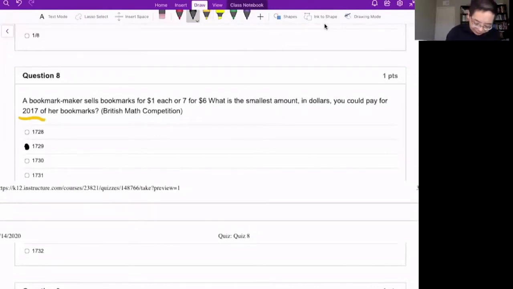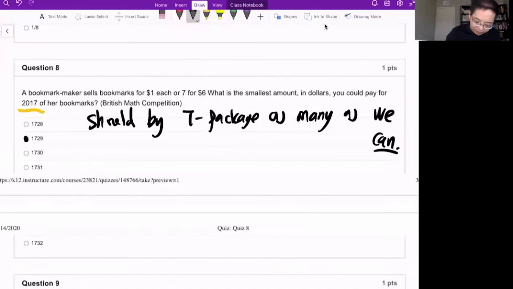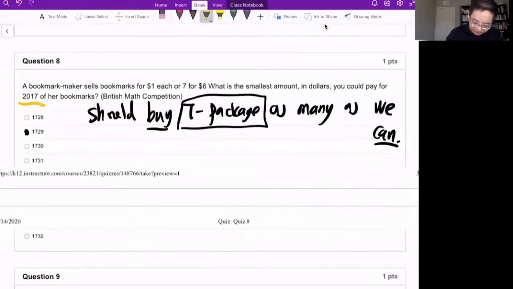Okay, so clearly, you should buy the 7 package as many as we can. This is clear. Should buy 7 package as many as we can. Okay, so let's see how I should arrange the 7 packages. What we do is just the division. I try to divide 2014 by 7. Let's see how far we can go.